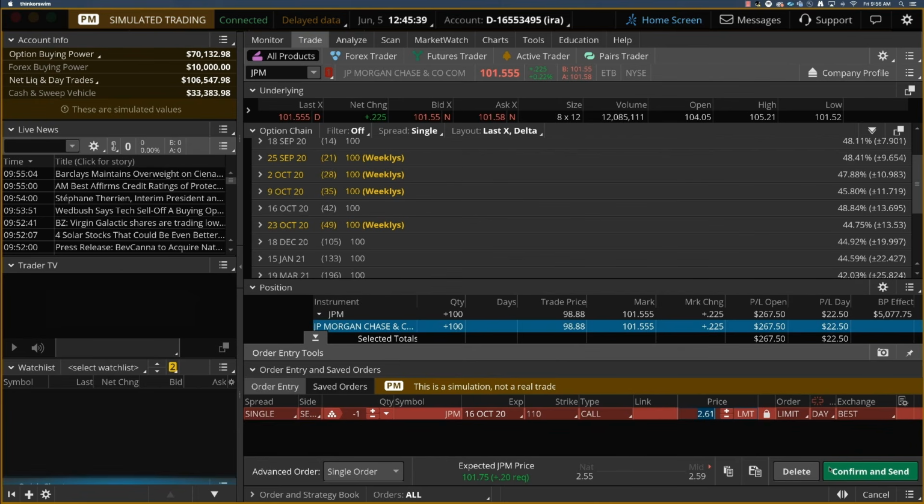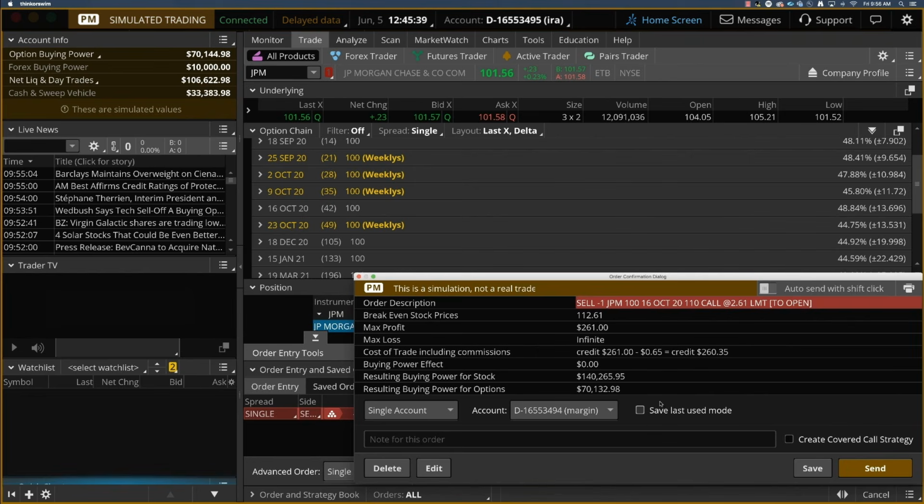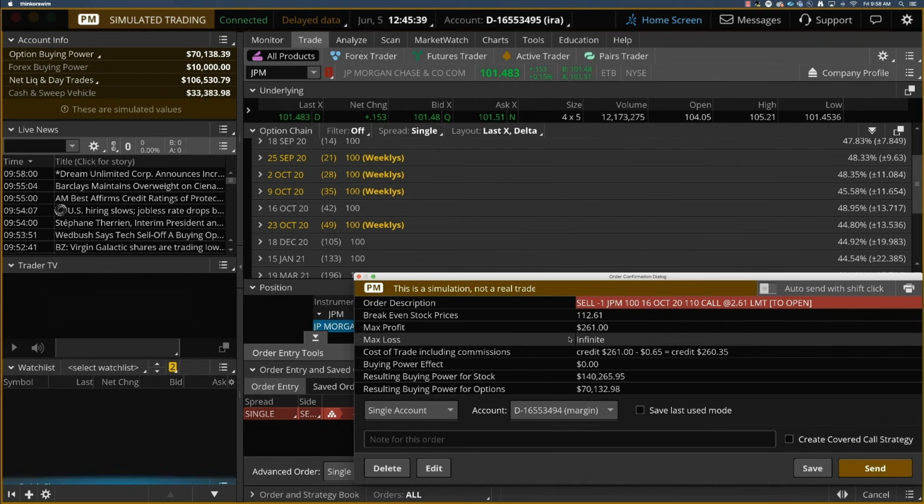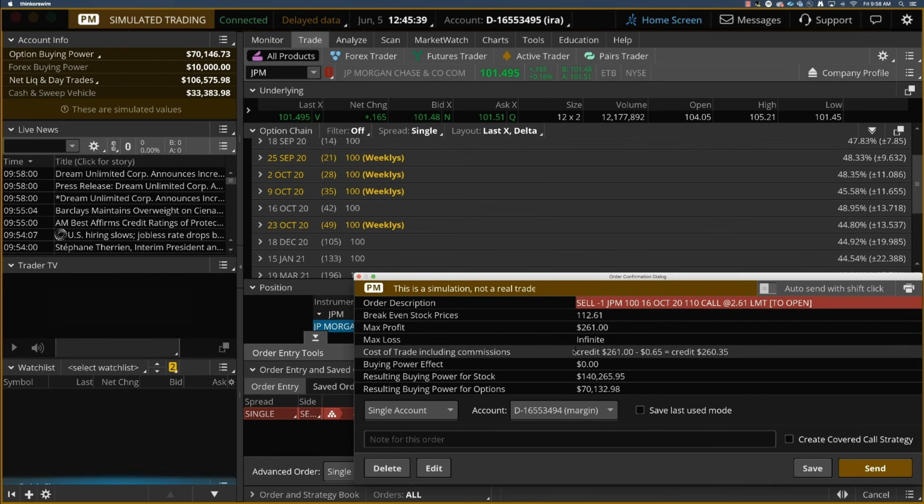Now, if the investor went down to the bottom right and said, let's confirm and send this and read the order together. Let's remind ourselves that this is a paper money demonstration. It's a simulation, not a real trade. The one thing that this does not take into account is that the paper money account already owns the shares already. This is thinking that the paper money account is selling not a covered call, but a naked call, which is where the investor doesn't own the shares. This is a covered call because the paper money account has the shares.